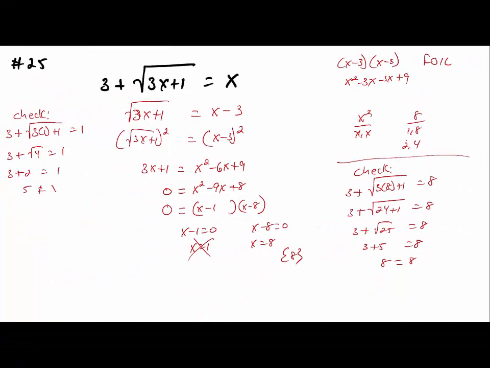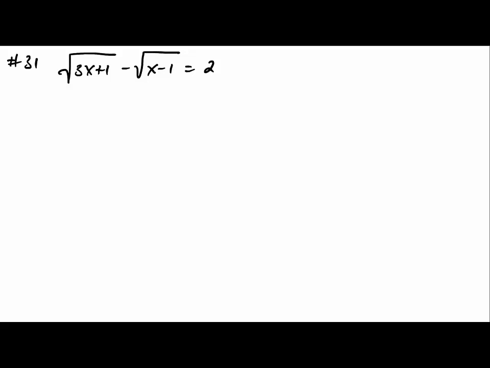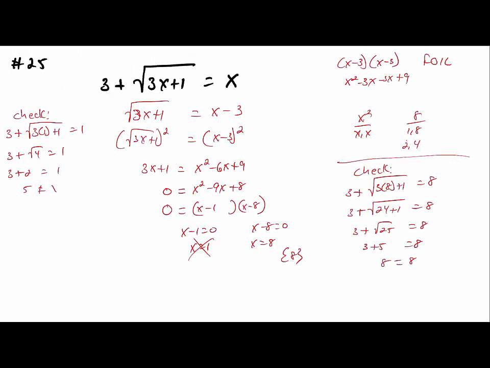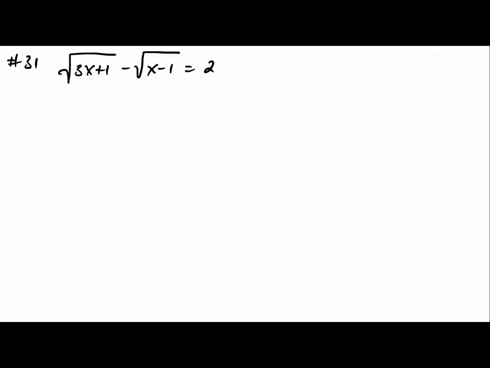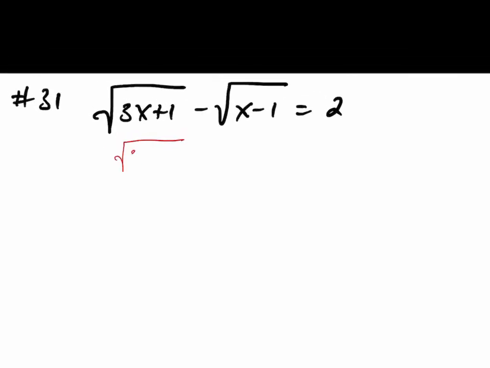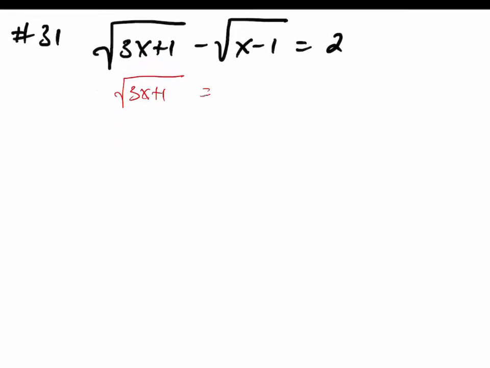The next one that we're going to do is number 31. And so you always want to check all of these answers to make sure there's no answers that are extraneous. And so in this case, x is equal to 1 is an extraneous answer, or solution, and doesn't work. And so for number 31, you notice we have two radicals. There's several ways that you can do this. What I tend to try to do is get rid of the minus. So what I'm going to do is move or add the square root of x minus 1 to both sides.